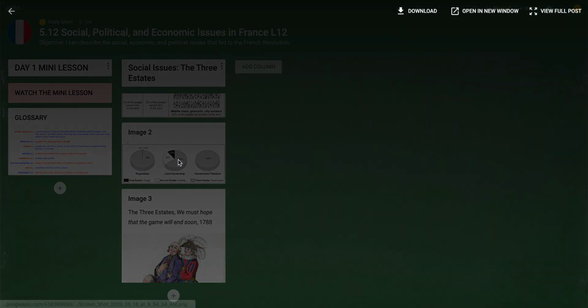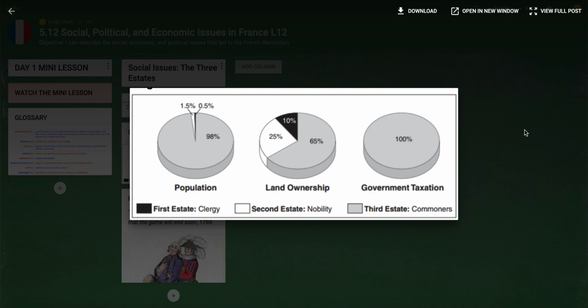And then we have image 2, where we have some data. We're looking at population, which we just saw in that image before. We can see that the first estate is this tiny little sliver of the pie. The second estate is a very small sliver of the pie. And then we have the third estate making up the largest part of the population. The third estate naturally has the most land ownership because they make up the largest percentage, but look at how much land the 1%, the smallest part of the population, owned, and then the second estate, the nobility, still owned quite a bit of land, even though they made up such a small percentage of the population, which makes me ask a lot of questions, because then we move on to this.